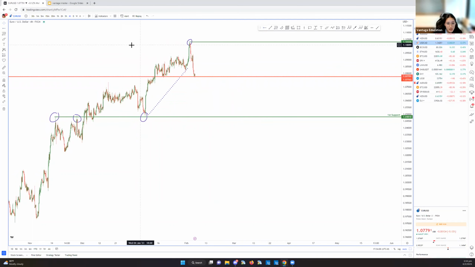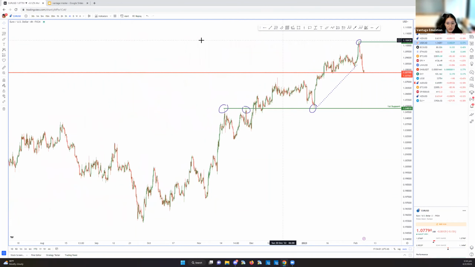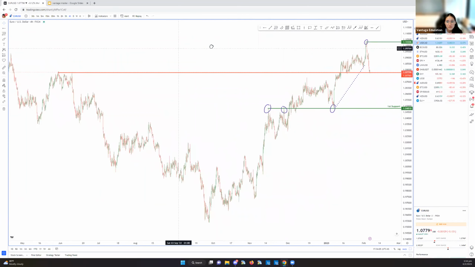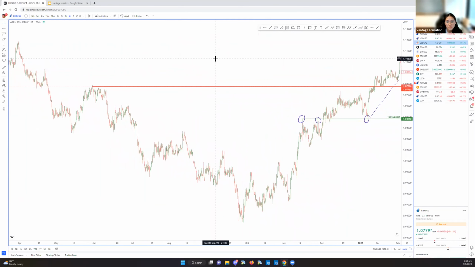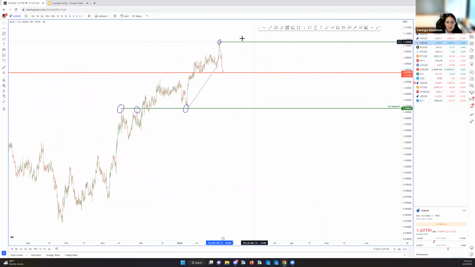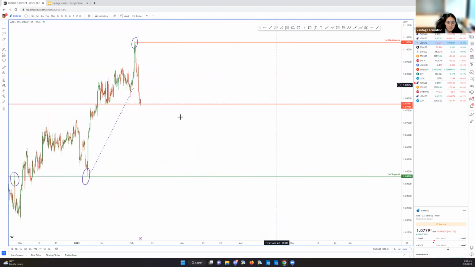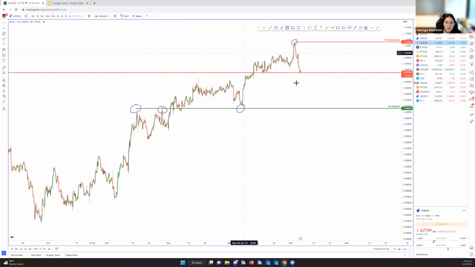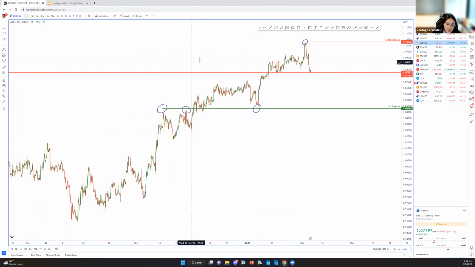And because this swing high is quite significant, let me zoom out. I'll label this as my first resistance. Okay, so now let's pull out some Fibonacci levels to support our analysis.